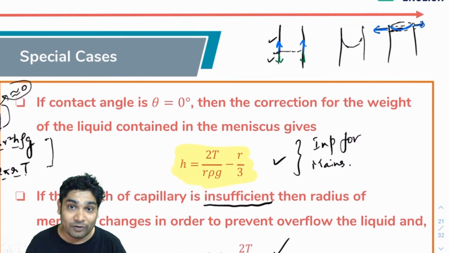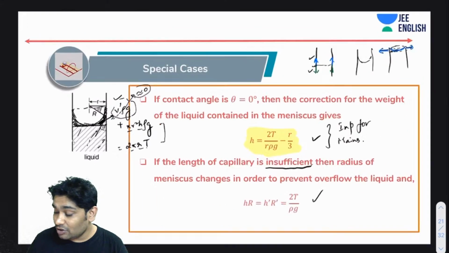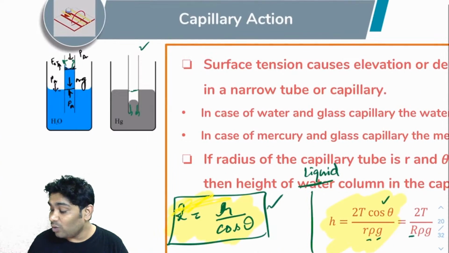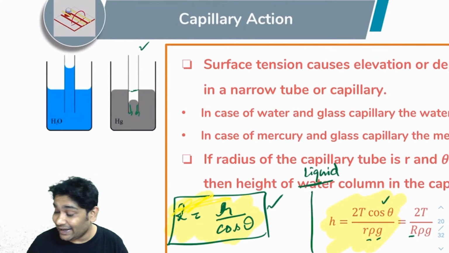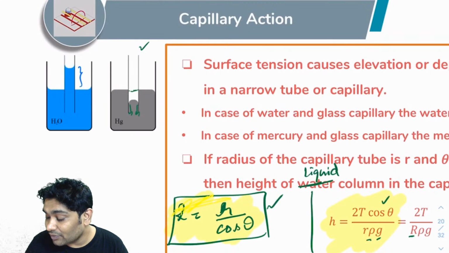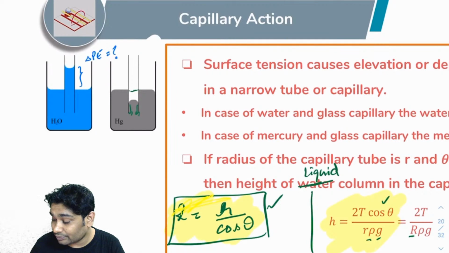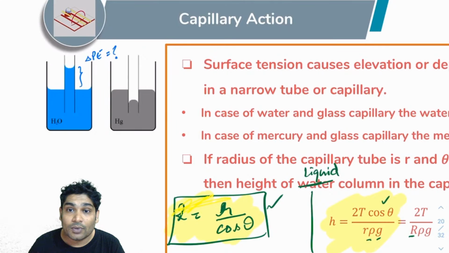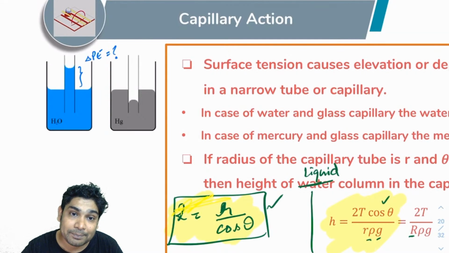It cannot overflow. Why? Also understand this. There is also a concept of energy. When this liquid is rising in this capillary, where is this delta PE coming from? If the liquid overflows, then it will violate energy conservation. Absolutely. So let's try to understand where this potential energy is coming from.